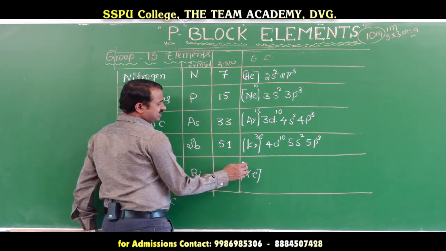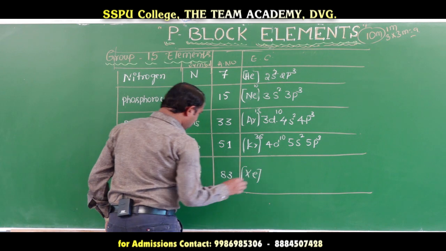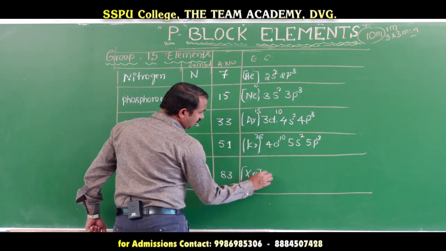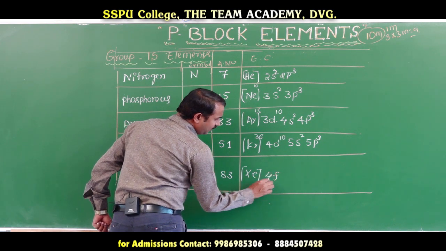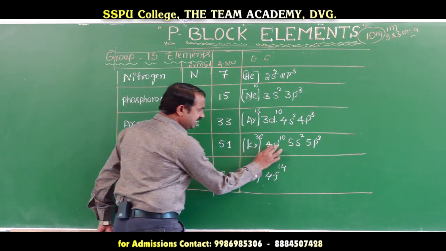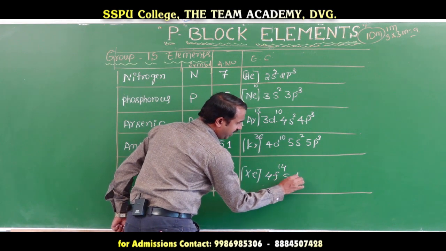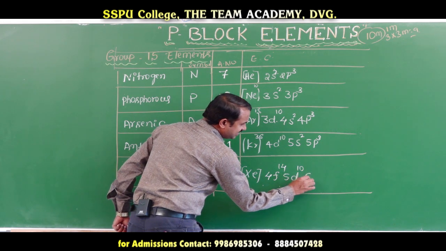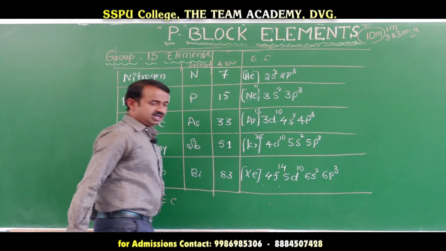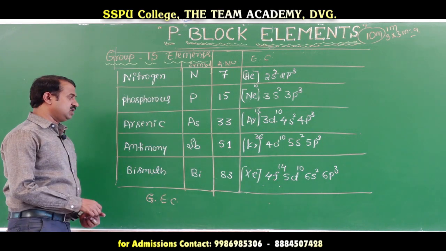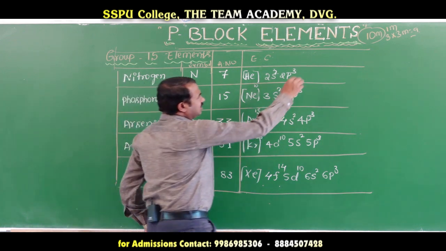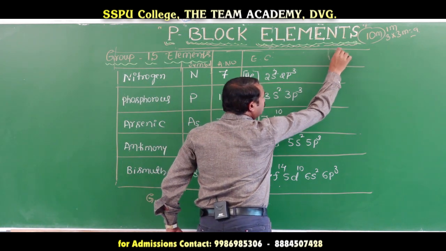Next here xenon. Here bismuth is 83. Here f orbitals enter: 4f14. After that 5d10. Next 6s2, 6p3. This is the electronic configuration of group 15th elements.